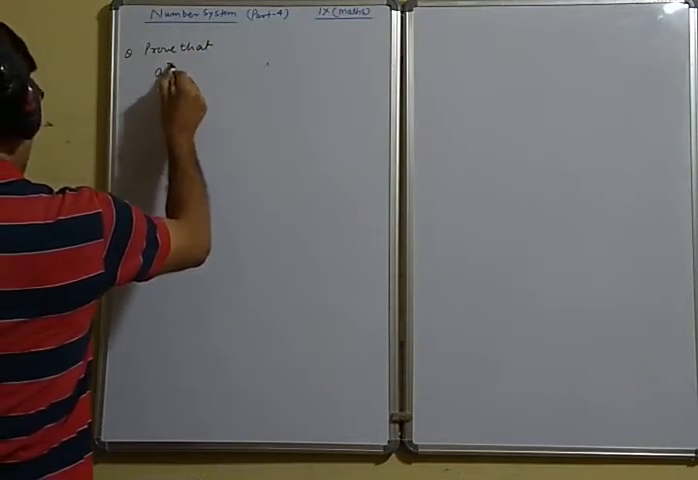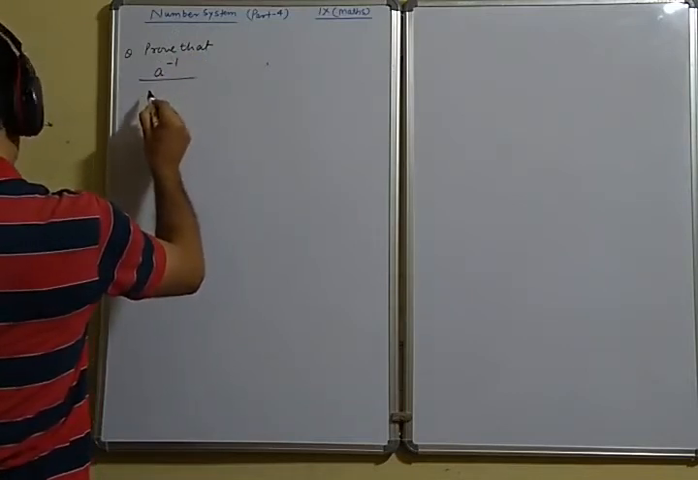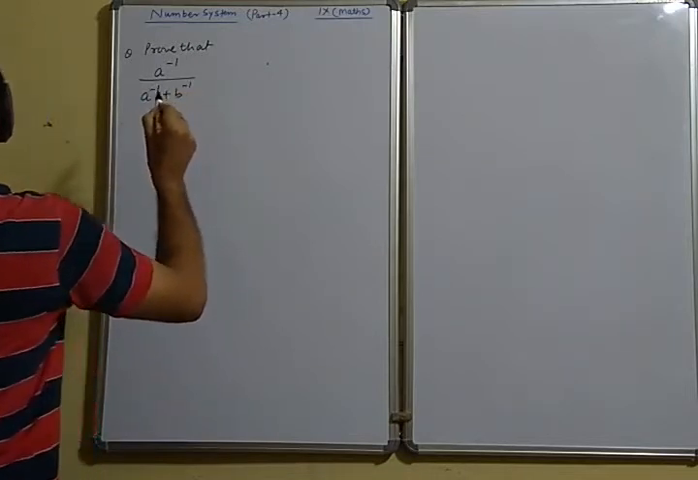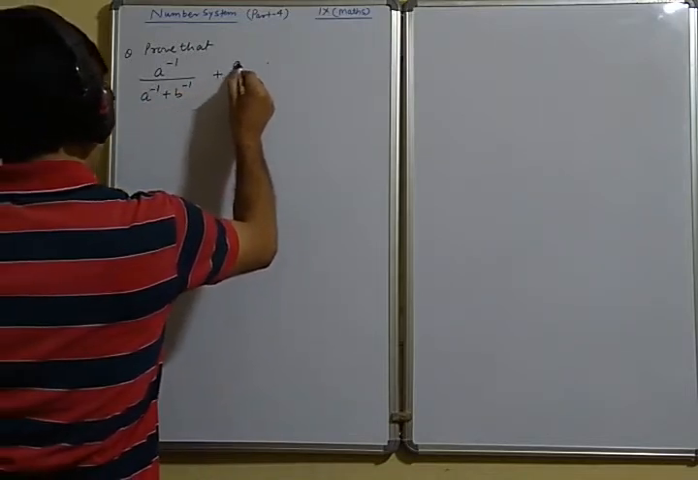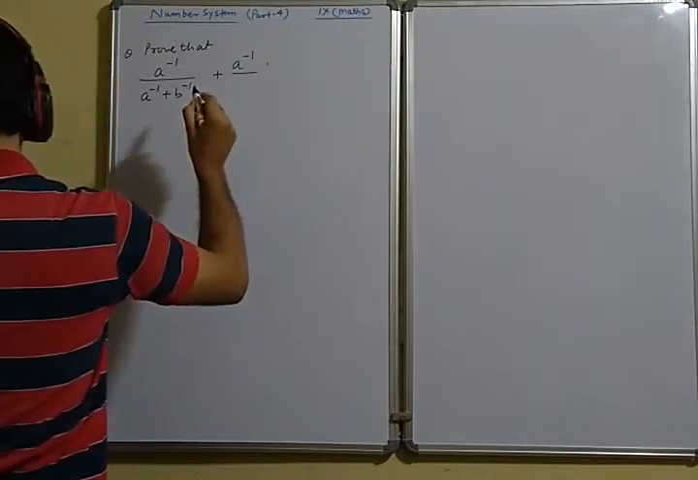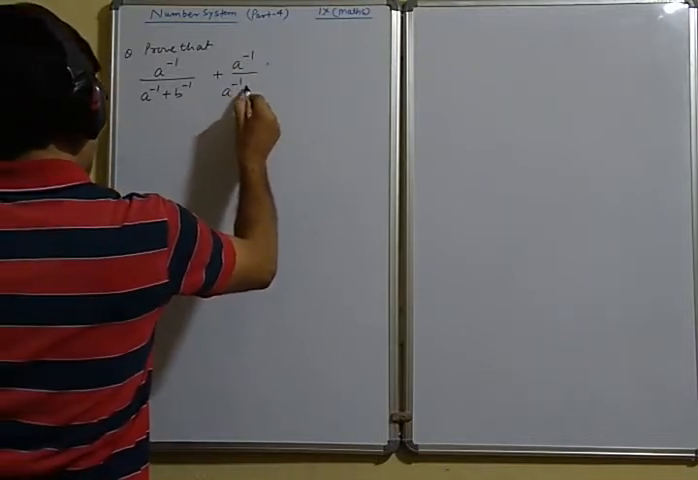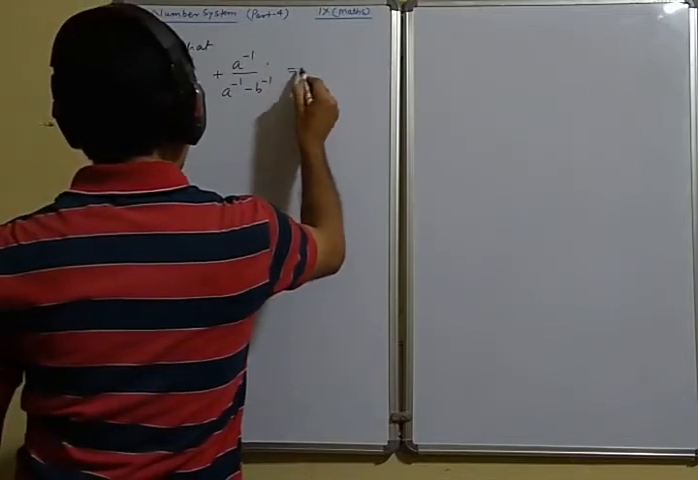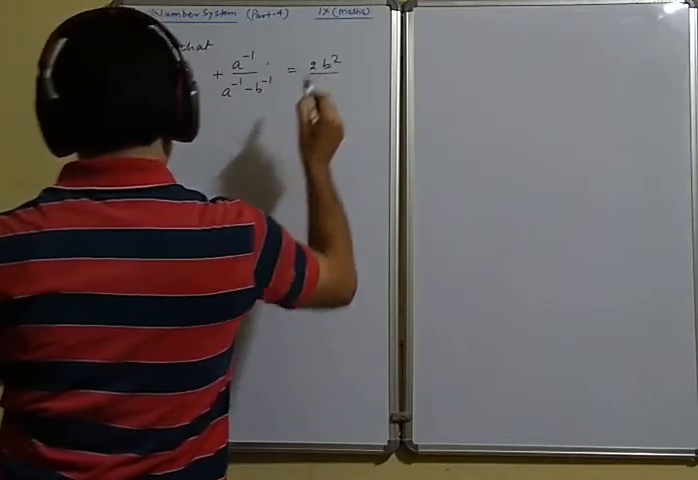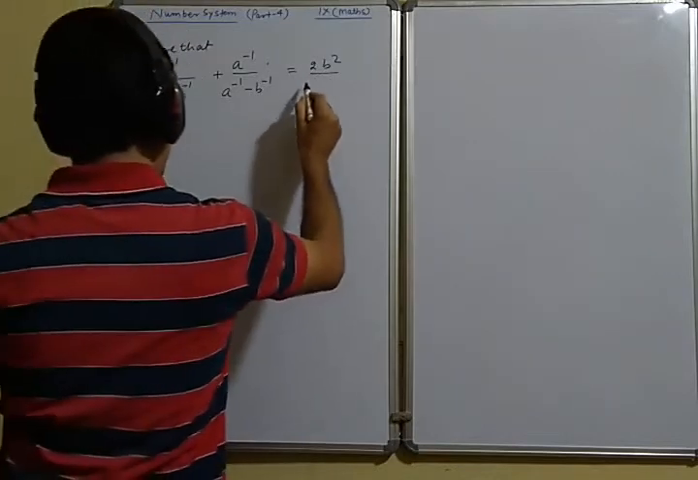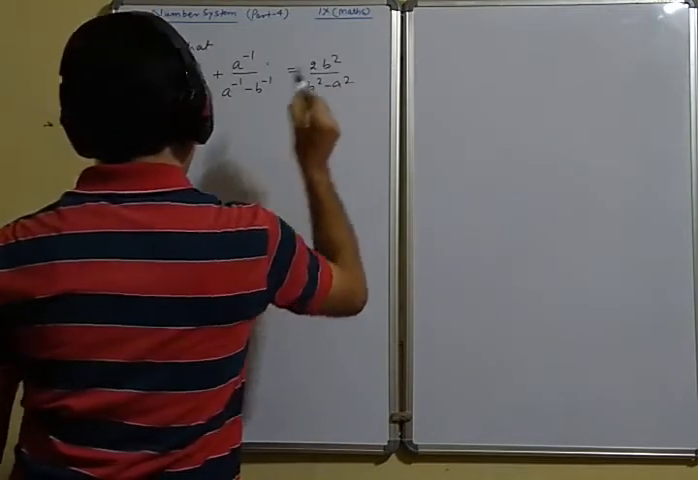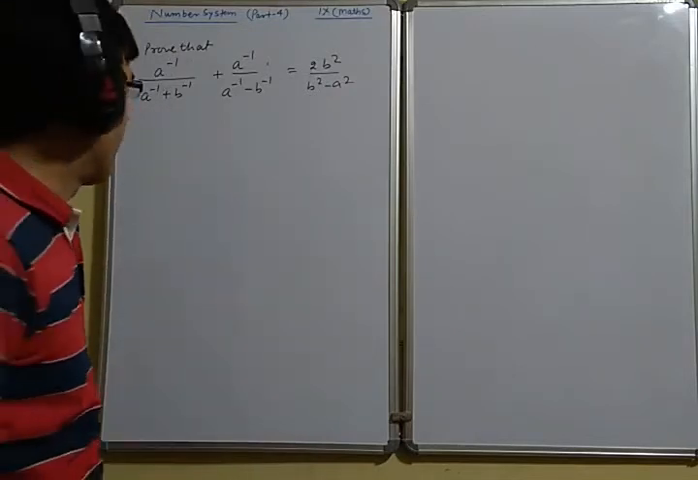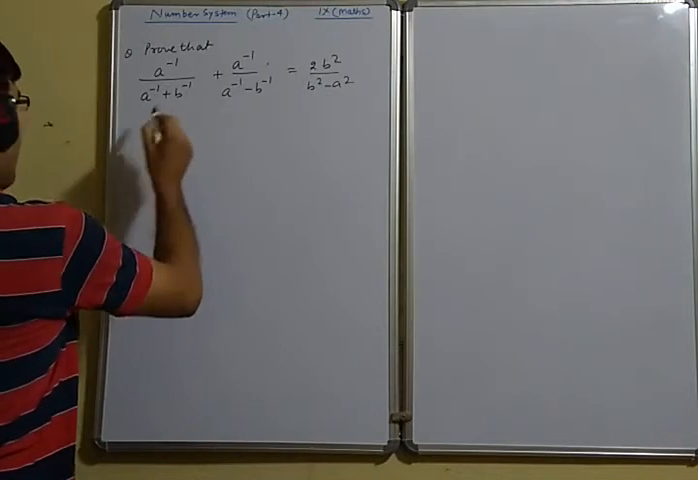a raised to power minus 1 divided by a raised to power minus 1 plus b raised to power minus 1, plus a raised to power minus 1 divided by a raised to power minus 1 minus b raised to power minus 1, it becomes 2b square divided by b square minus a square. This we have to prove. So now let us see how to simplify it. Take left hand side.